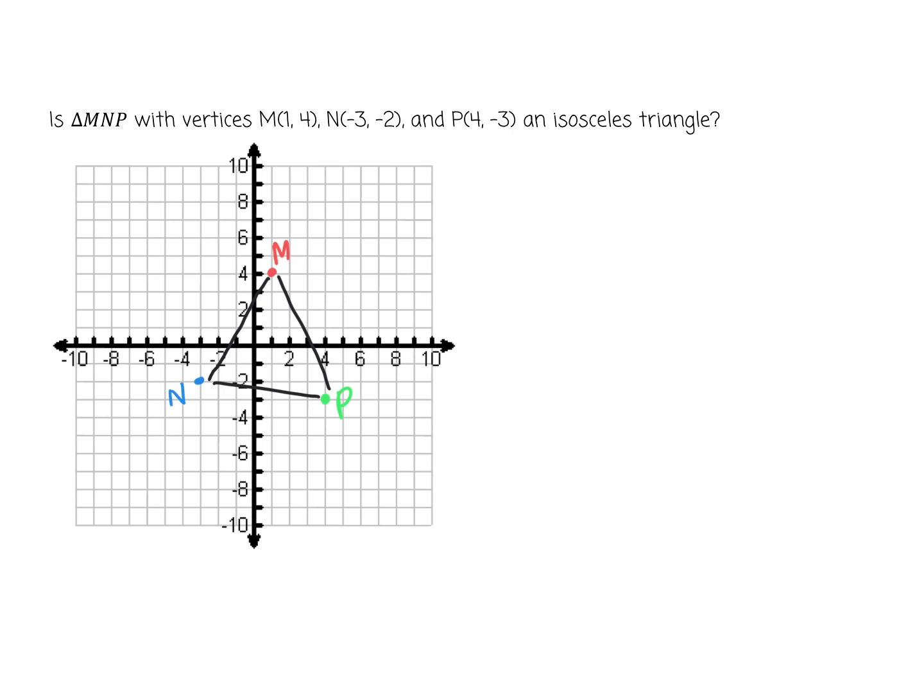So briefly, let's review an isosceles triangle. An isosceles triangle is a triangle where 2 sides are the same length. So what that means is I need to find the distance or the length of each side and figure out, are any of those the same? So I'm going to start with MN.